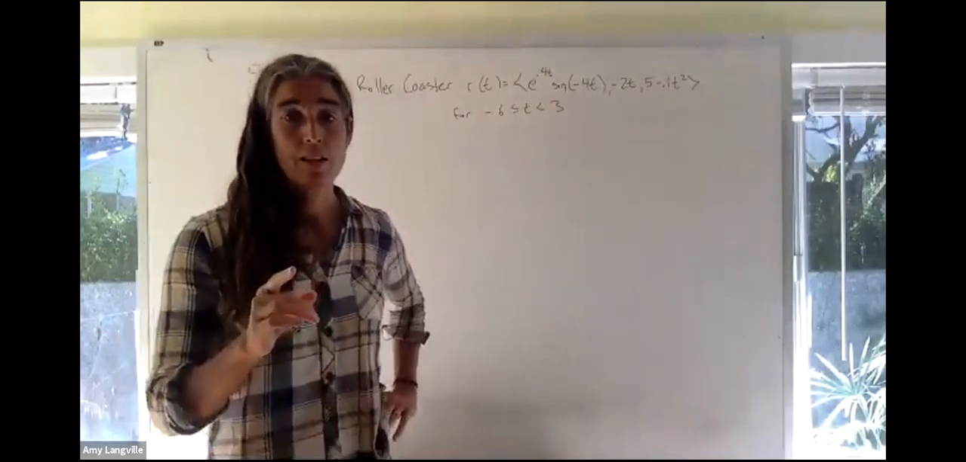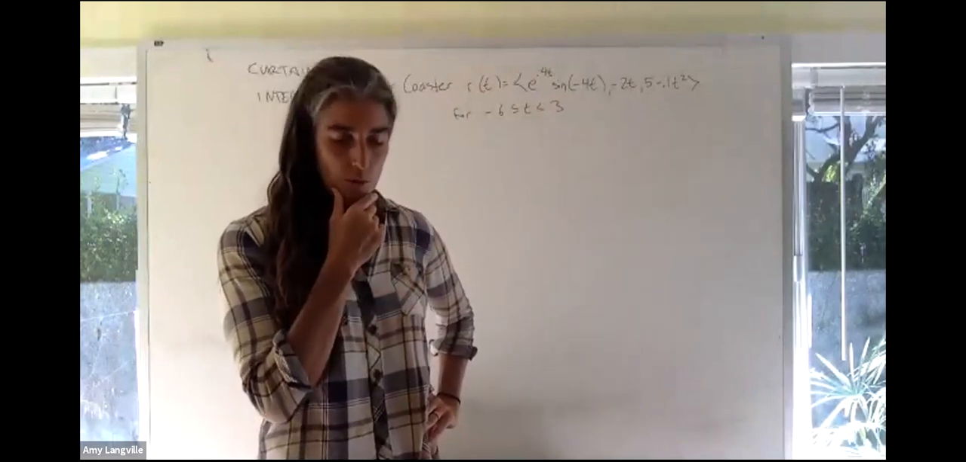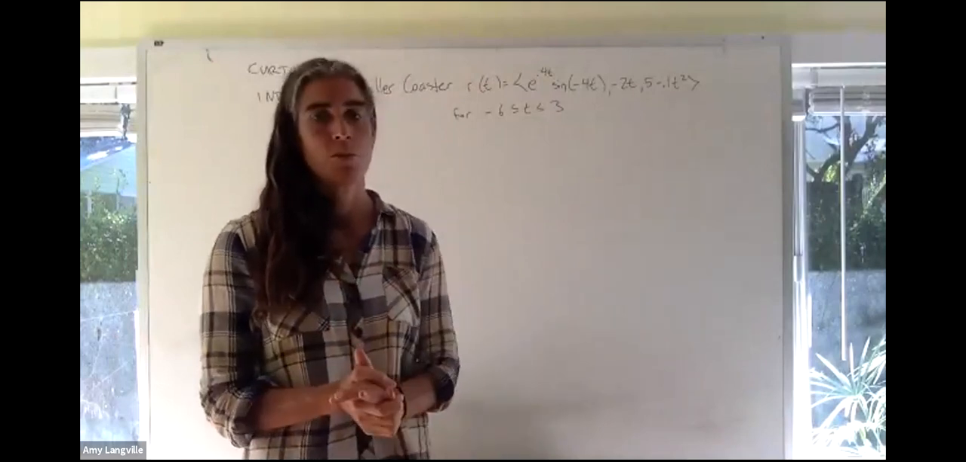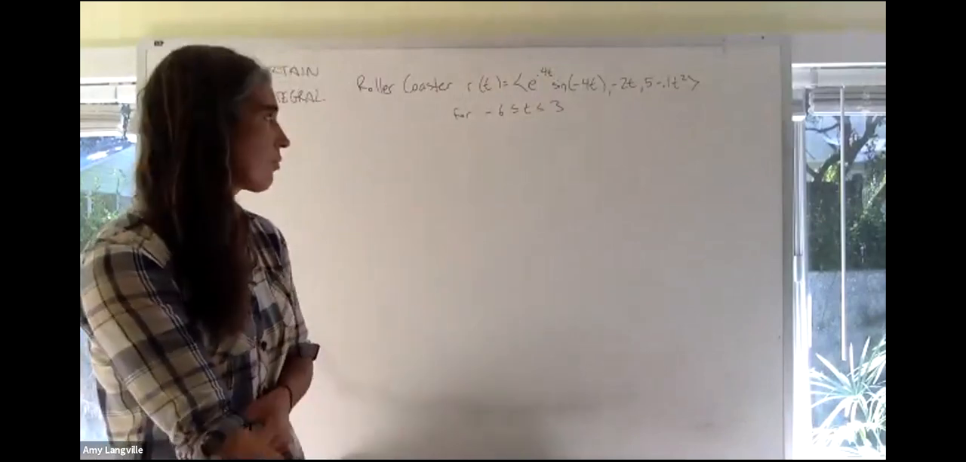Okay, class, next topic. We did arc length. We thought about it approximately and then exact, and we had a formula for it. And now we're going to do something called a curtain integral. We have a couple different types of curtain integrals. We're going to start off with the first type, which is the most straightforward.